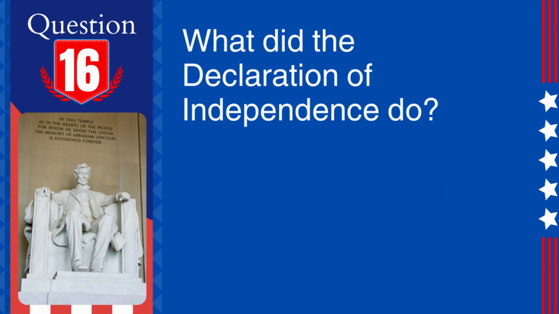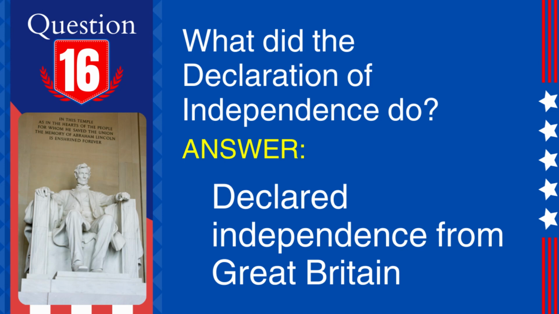16. Question. What did the Declaration of Independence do? Answer. Declared independence from Great Britain. Explanation. The Declaration of Independence, adopted on July 4, 1776, announced that the 13 American colonies were no longer under British rule and were now independent states.